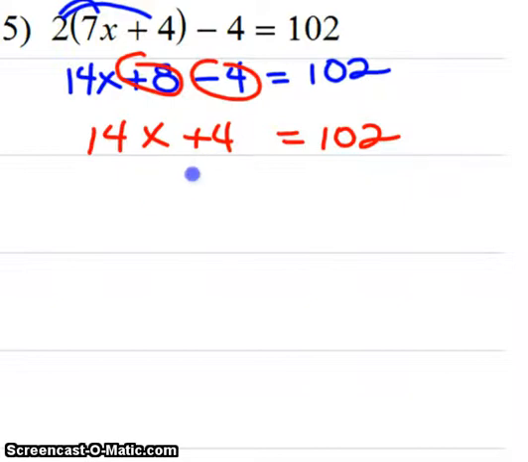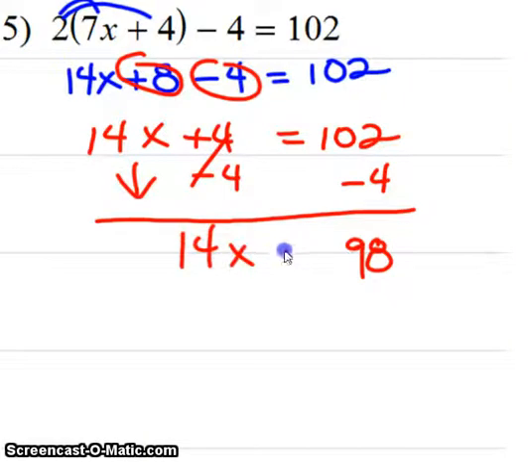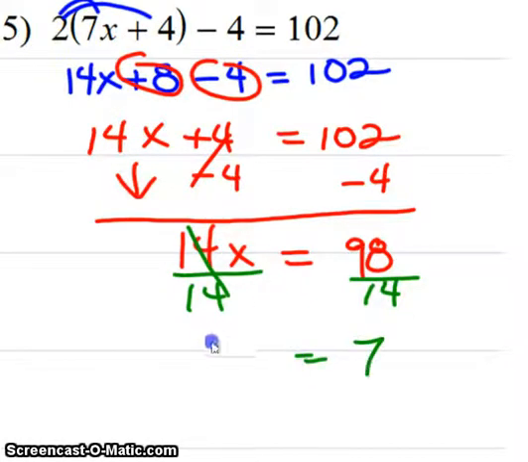Two-step equation now. Subtract 4 on each side. 102 minus 4 is 98. Bring down the 14x. Bring down the equal sign. 14 times x equals 98. To undo multiplication, we use division. 14's cancel out. 98 divided by 14 is 7. So our final answer is x equals 7.